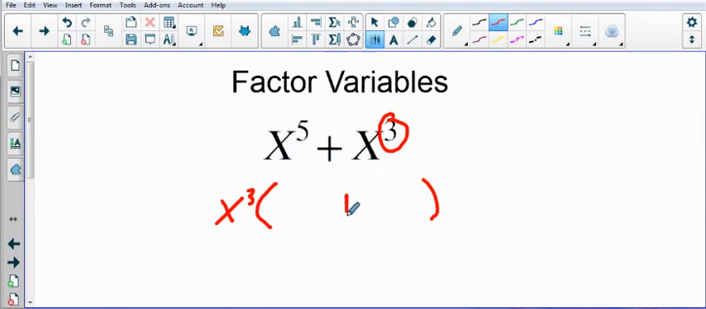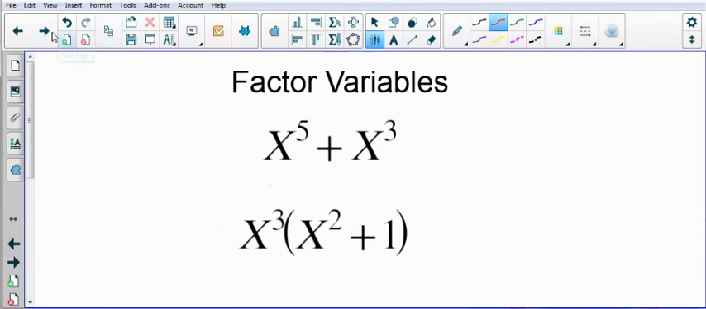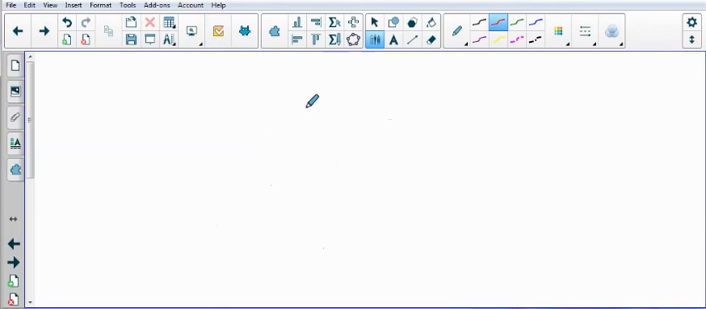That's a plus. Okay, now I have to ask myself, x to the third times what is x to the fifth? X to the third times what is x to the fifth? Do you know? Okay, if you don't, let me give you a real quick refresher. These are side notes right here.